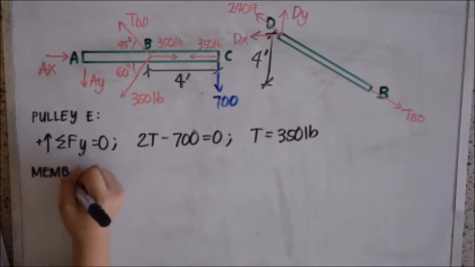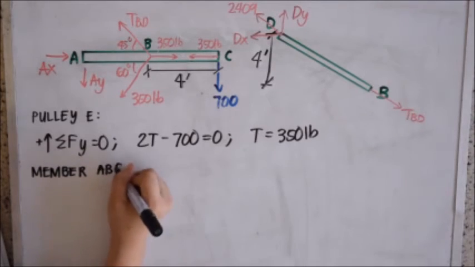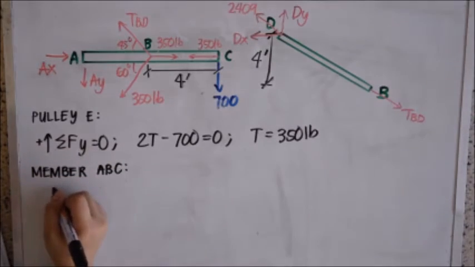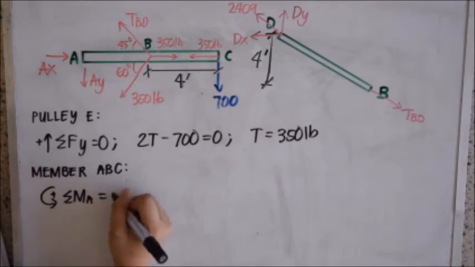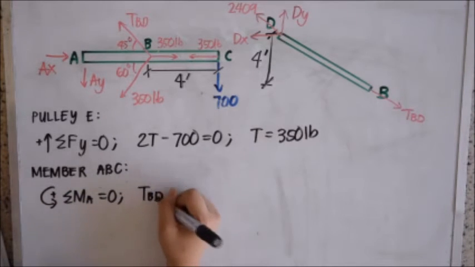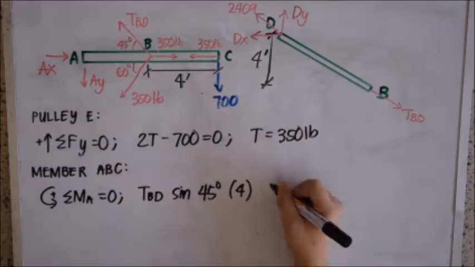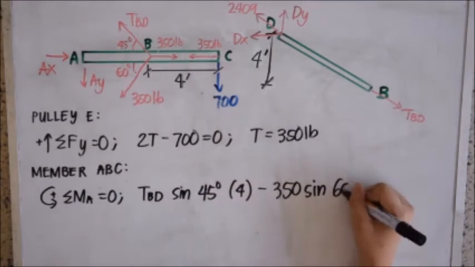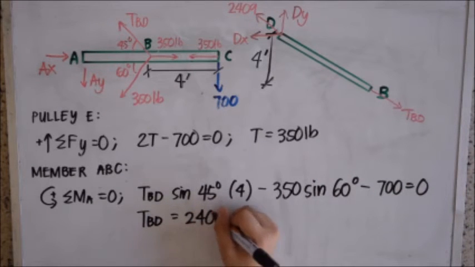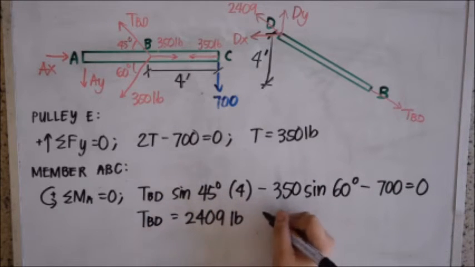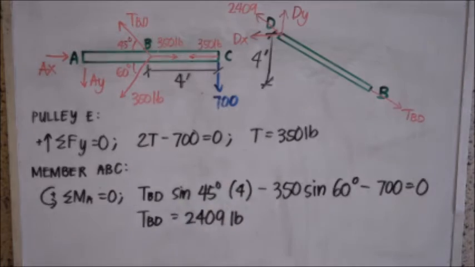Considering member ABC, mag-moment naman tayo sa A para makuha natin yung tension force sa BD. So, summation moment at A is equals to 0. TBD sine 45 times 4 minus 350 sine 60 times 4 minus 700 times 8 is equals to 0. So, ang TBD natin is equals to 2,409.